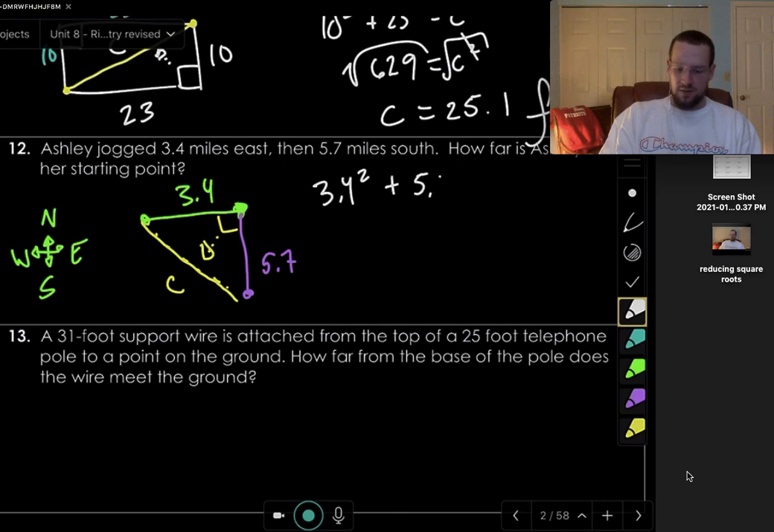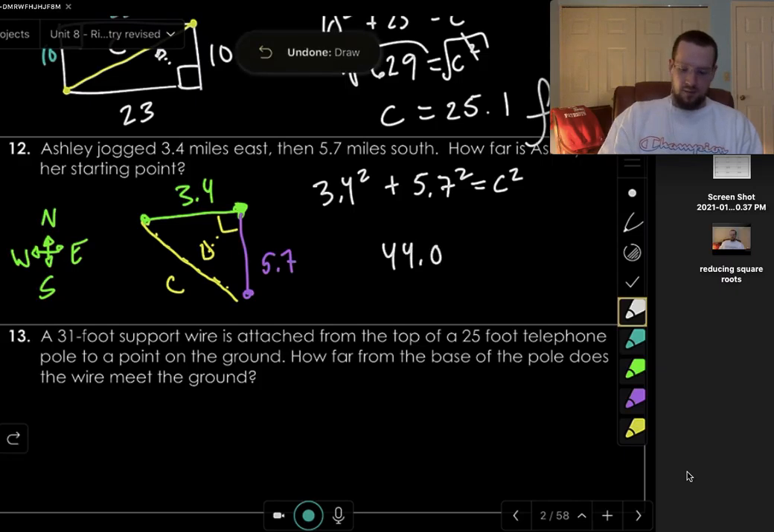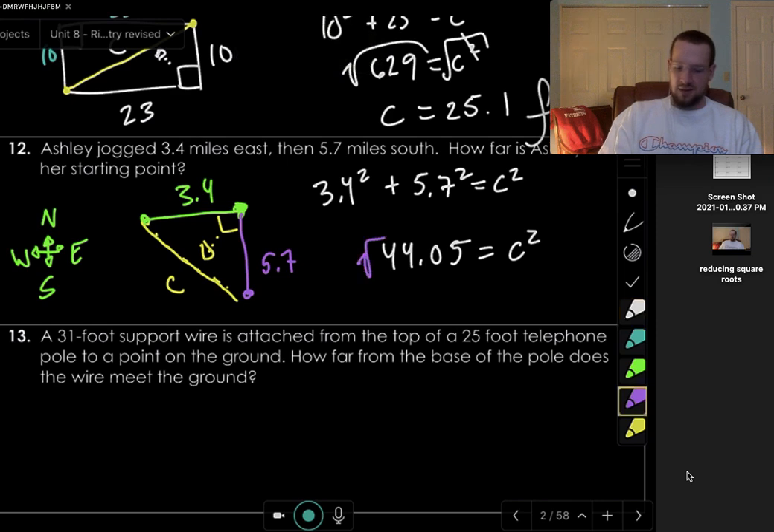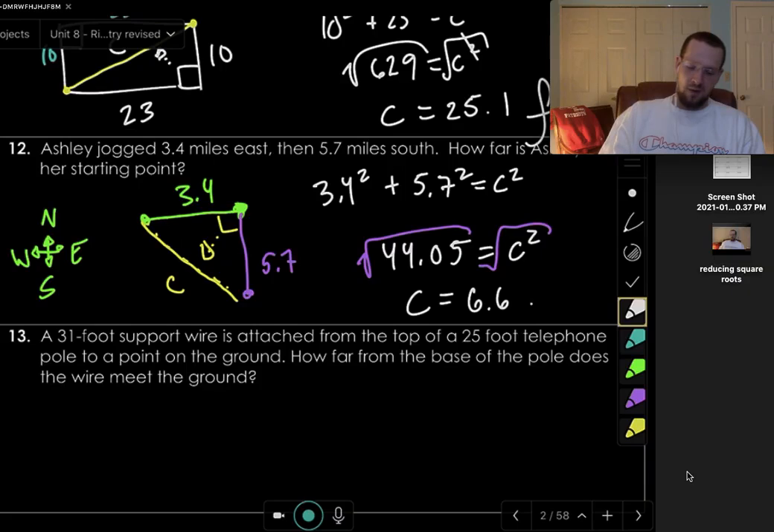So this is 5.7, and that squared, and this is going to be equal to C squared. So what can we do here? Add these together, and this is 44.05, and that's equal to C squared. Remember that C is our hypotenuse, and so we need to take the square root of both sides, and C will be the square root of 44.05, which is approximately 6.6. You're going to want to round that, and then this is our answer, 6.6 miles.